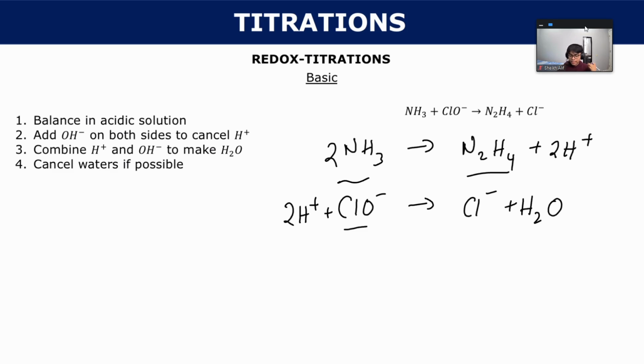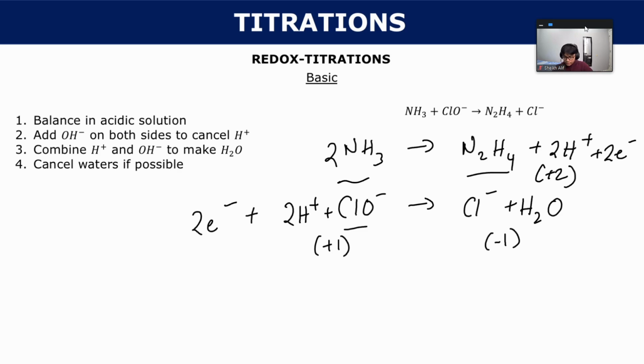Next step is to balance out the charges using electrons. So the charge on the left-hand side here is 0, but the charge on the right-hand side is going to be +2. And so in order to balance that out, let's add 2 electrons on the right-hand side. And then for the bottom one here, we have a charge of +1 on the left-hand side, but a charge of -1 on the right-hand side. So let's add 2 electrons to balance that out.